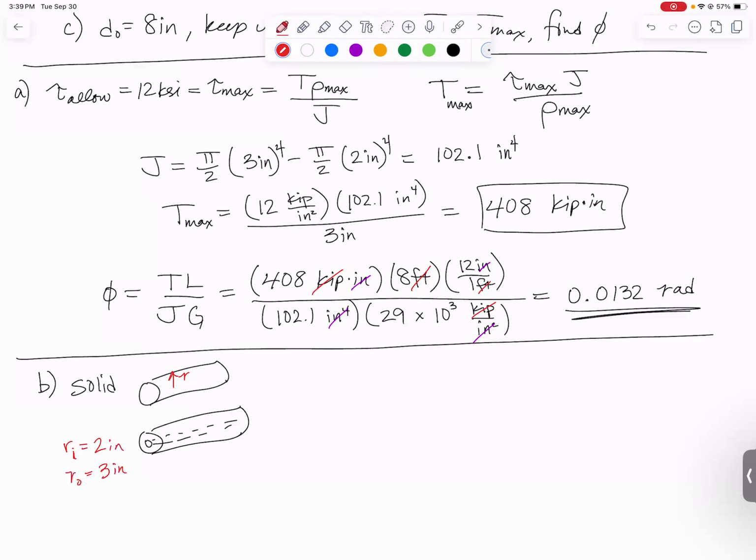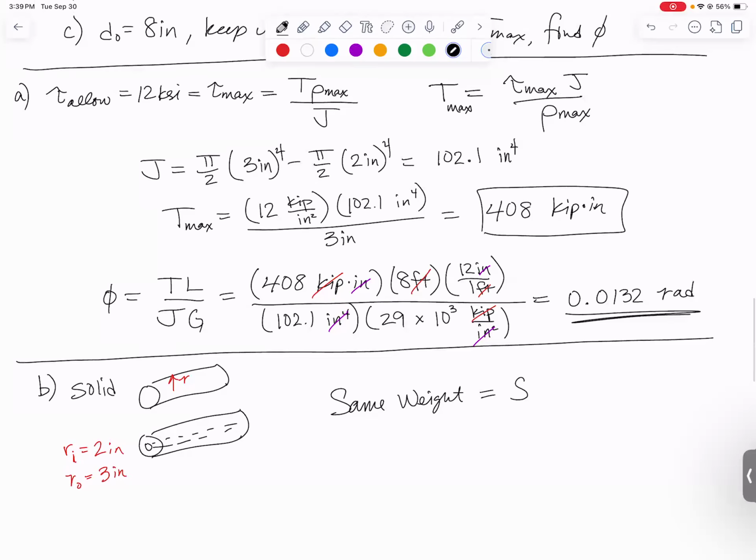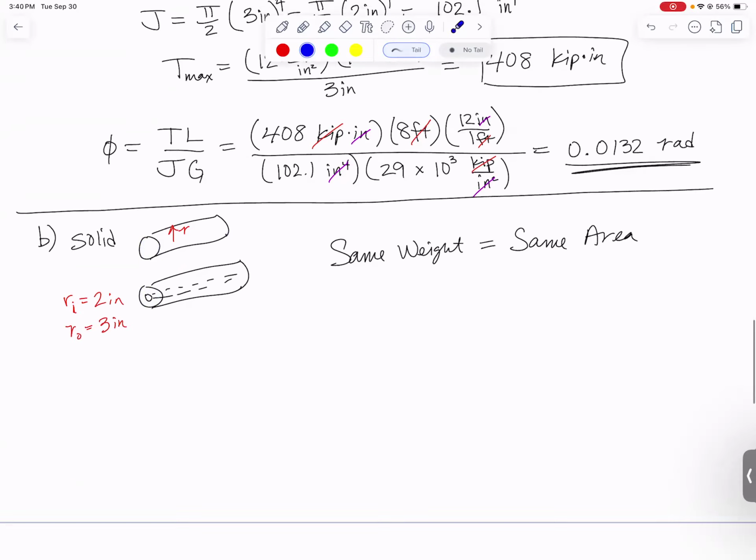So I want to solve for r so that they have the same weight. Okay, well, for them to have the same weight, they're made out of the same material, which means the materials have the same density. We need to use the same volume. We're assuming we're still 8 feet long. So the only thing that you can really change is the area. In order for it to have the same weight, given they have the same length, the same material, same density, they need to have the same cross-sectional area. If they have the same cross-sectional area, you multiply that by length to get volume, you multiply volume by density, then you finally get weight. So as long as their areas are the same, their weights will be the same.